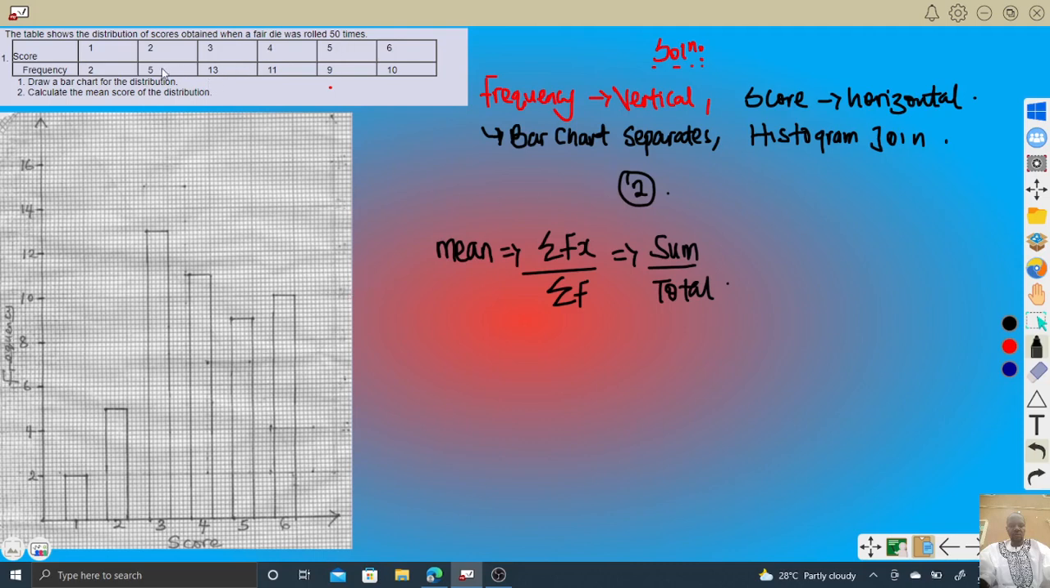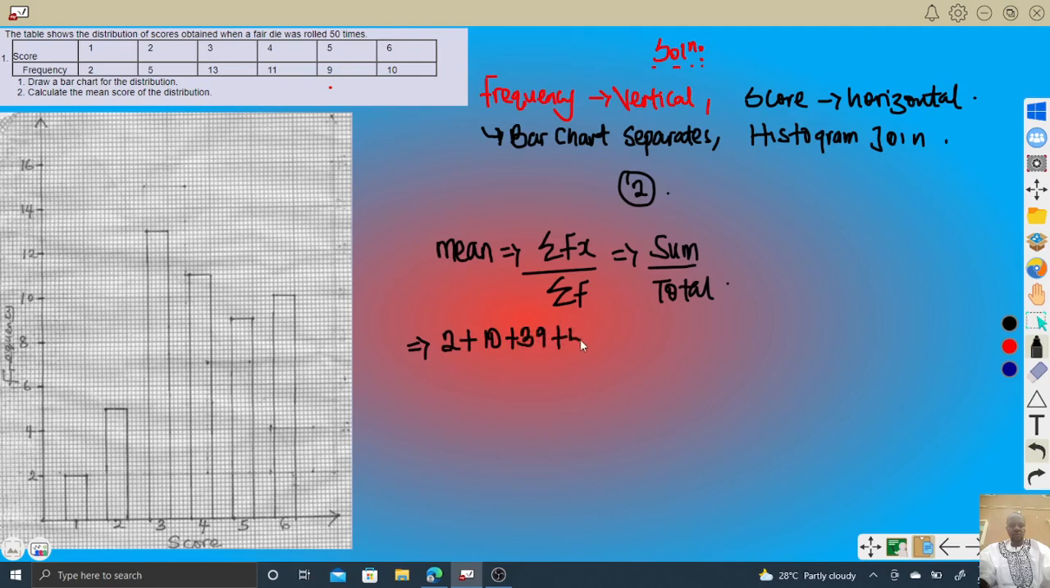The total number is 50 times. We have been told if you add all the frequency, it's 50. So we have to do something: 1 times 2. I hope students remember that to get the sum, you multiply the score by the frequency. 2 times 1 is 2. You are adding 2 times 5 is 10. You are adding 13 3s are 39.